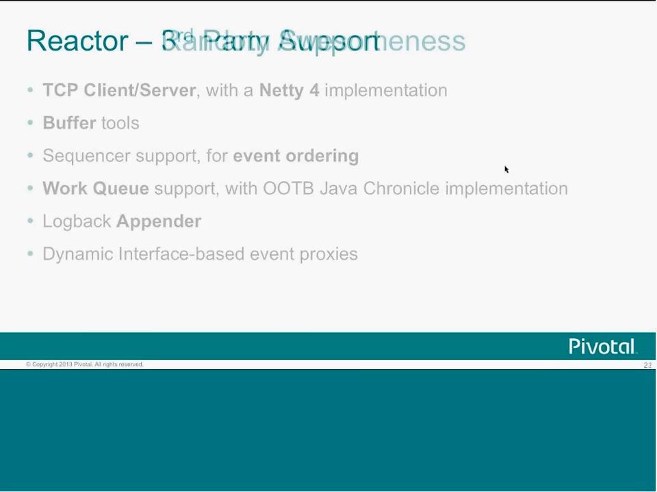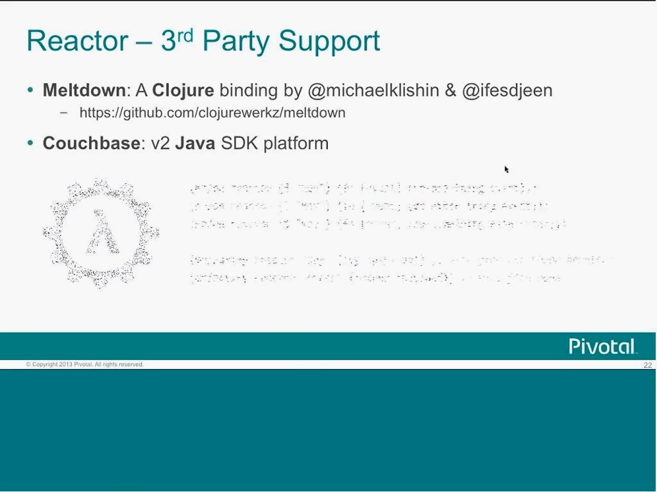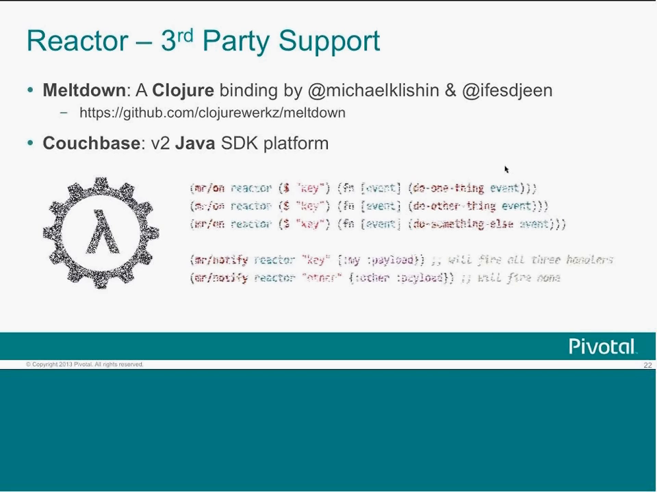There's a Clojure binding by the guys at ClojureWorks, really cool, called Meltdown. Couchbase is working on some cool stuff on their SDK platform. So lots of things are growing up around the Reactor framework itself, and that's a good example of a driver. You could consider the Couchbase SDK platform a driver, if you will, with Reactor under that, and then the Meltdown library is a great way to do that notify pub/sub type thing, but do it with Clojure's cool language features.